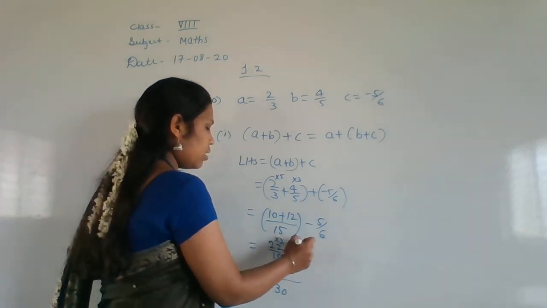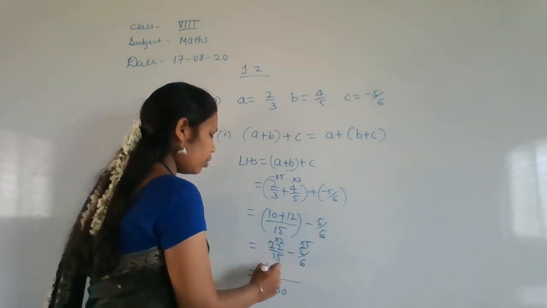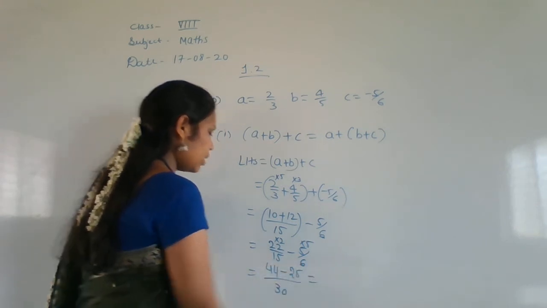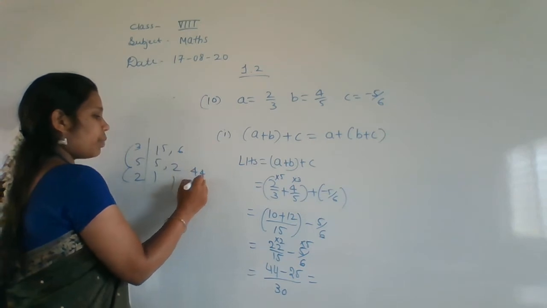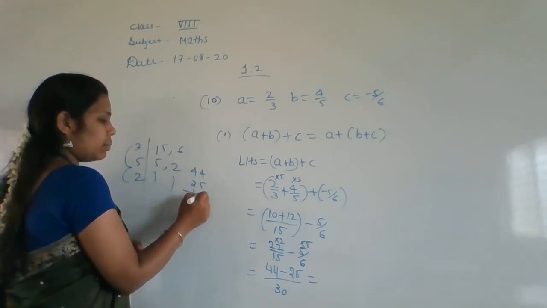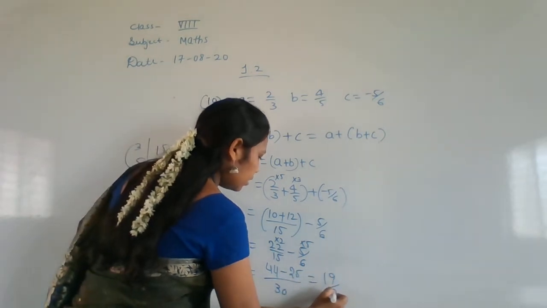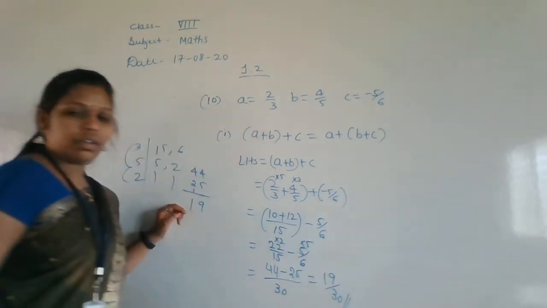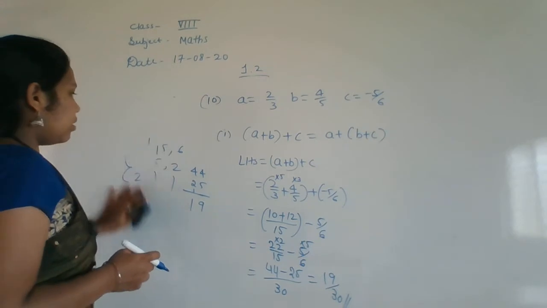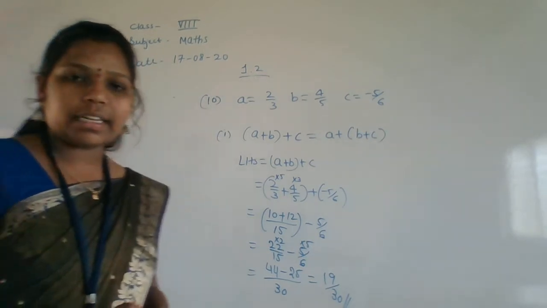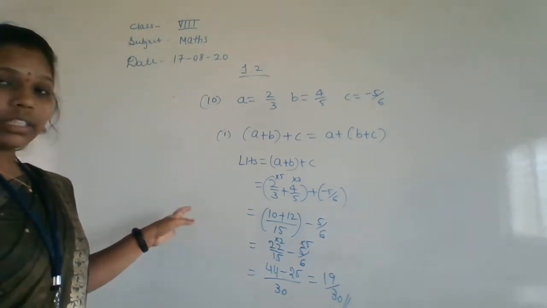15 2s are 30, 6 5s are 30. So 22 2s are 44, 5 5s are 25. Now subtract the values, 44 minus 25, that is 14 minus 5 is 9, 4 minus 2 is 2. Here 19 by 30 we got. So the answer is 19 by 30. That is the LHS value.